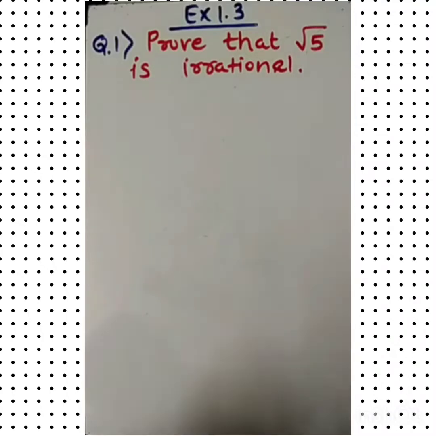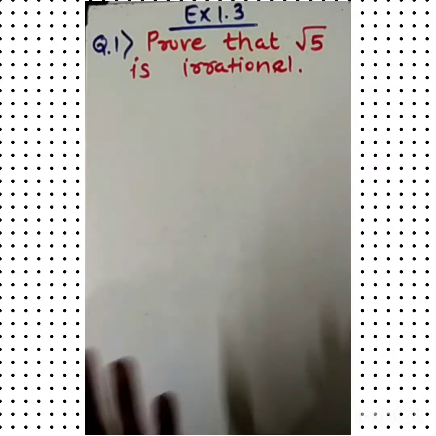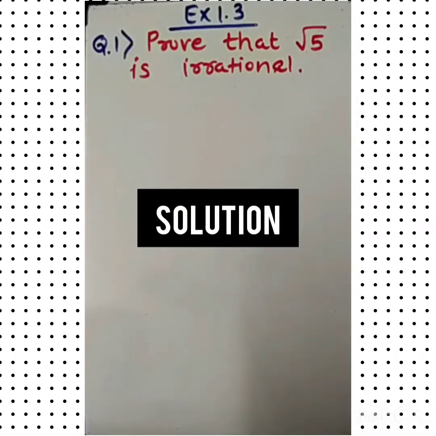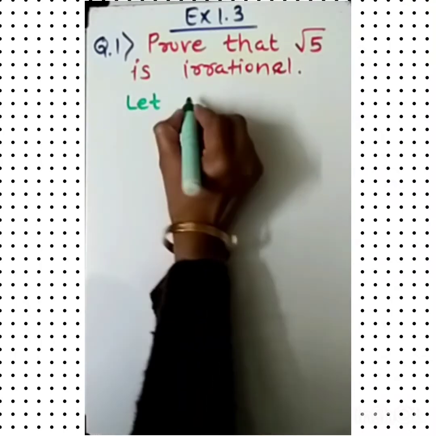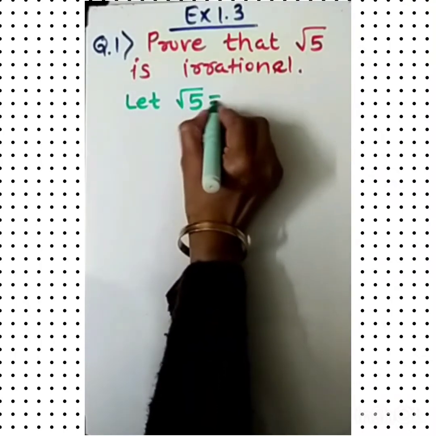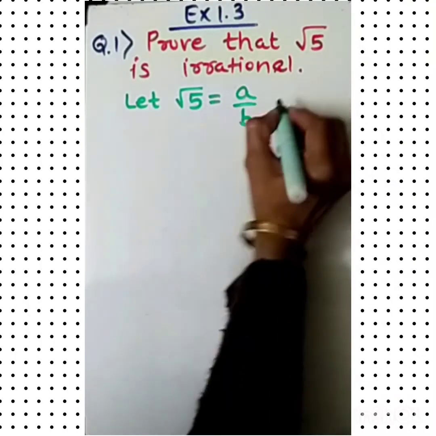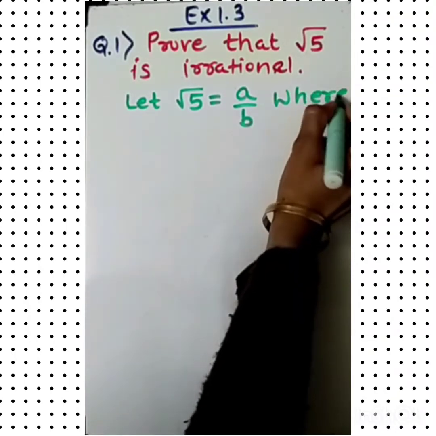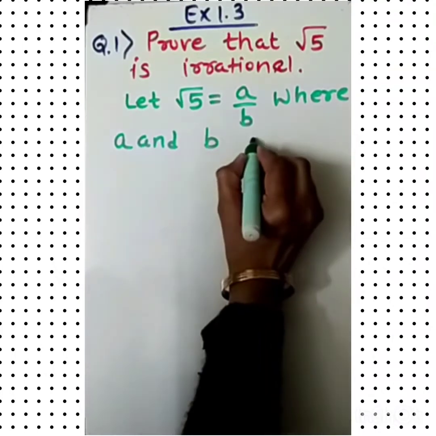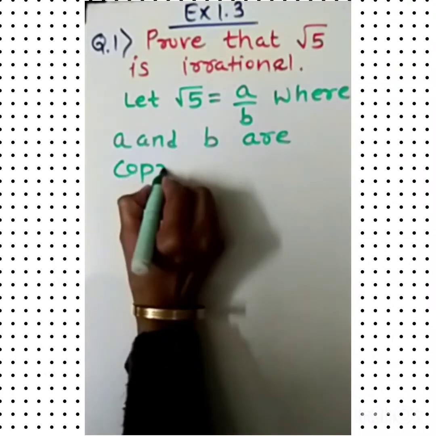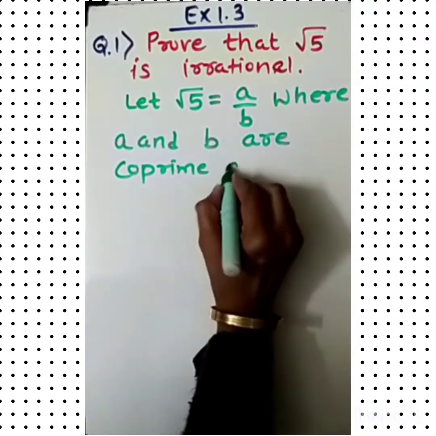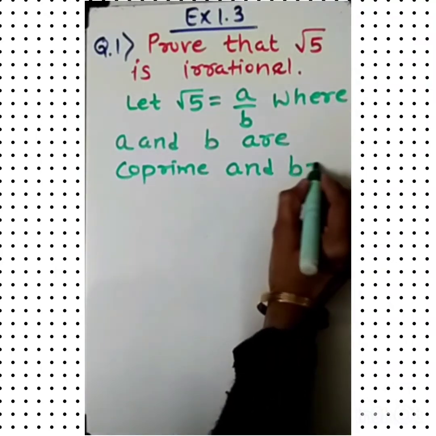But here we have to prove that it is irrational. Now how can we prove? There are some steps, and every time we have to follow those steps. So let's start. First step, you need to write: let root 5 be a by b, where a and b are co-prime and b not equal to 0.